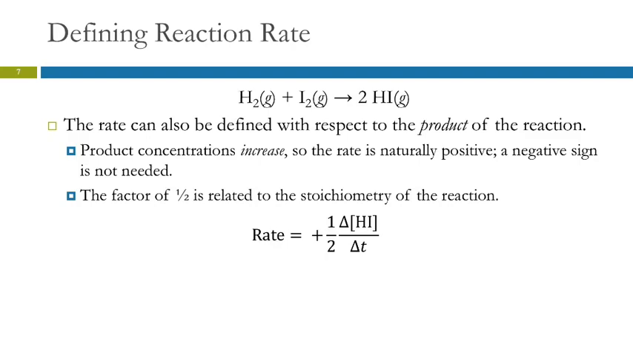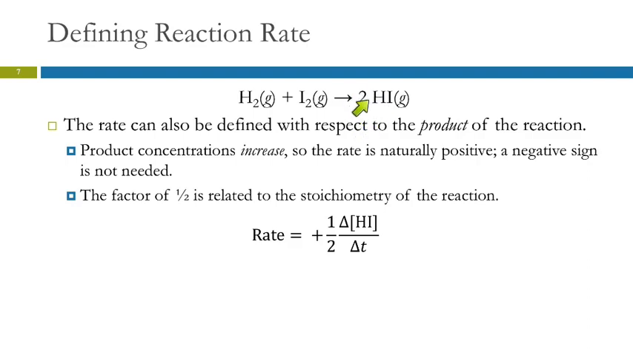So we've also got a 1/2 in here, because for every one hydrogen molecule that gets used up, we're going to get 2 hydrogen iodide molecules. So the hydrogen iodide is produced twice as fast as the hydrogen is destroyed, decomposed, gone, going away. To put it more fancily, this is increasing twice as fast as either of these are decreasing.